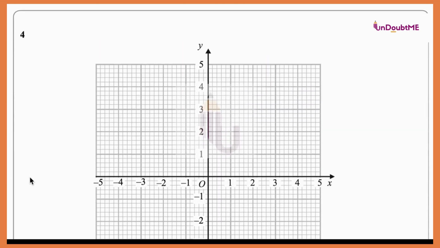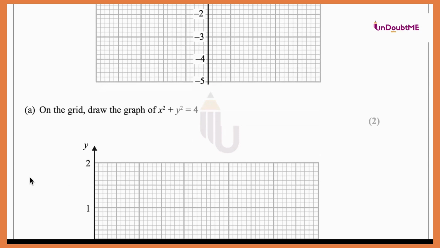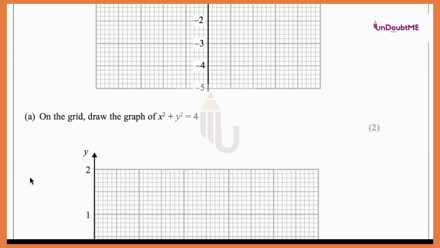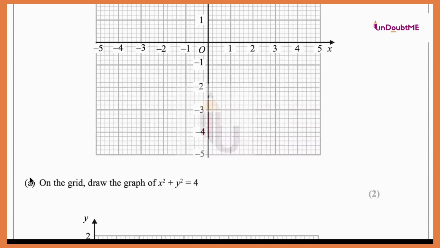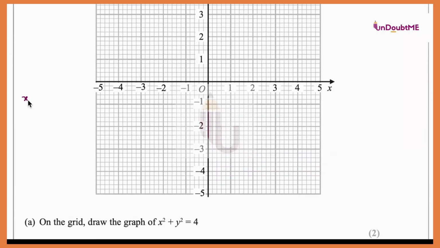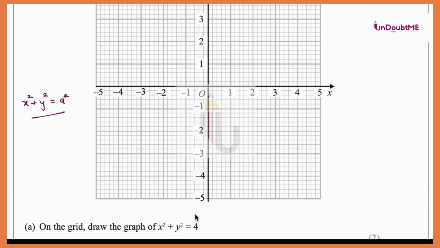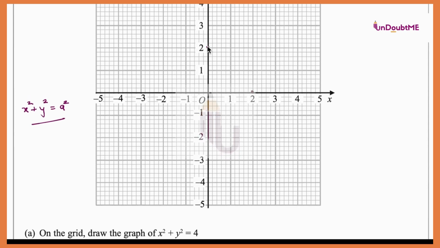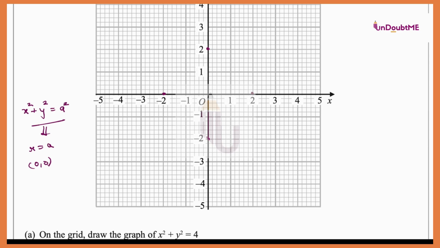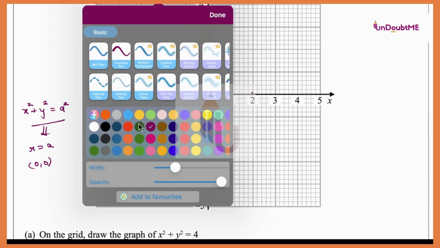Moving on, fourth question. On the grid, draw the graph x square plus y square is equal to 4. Okay, x square plus y square is equal to a square is the equation of a circle with radius a. Here we have 4, and 4 means it is 2 square. So we will get a circle whose radius will be 2 units and the center will be 0. In this case, radius is a and center is 0 0. So you need to draw a circle getting these points.